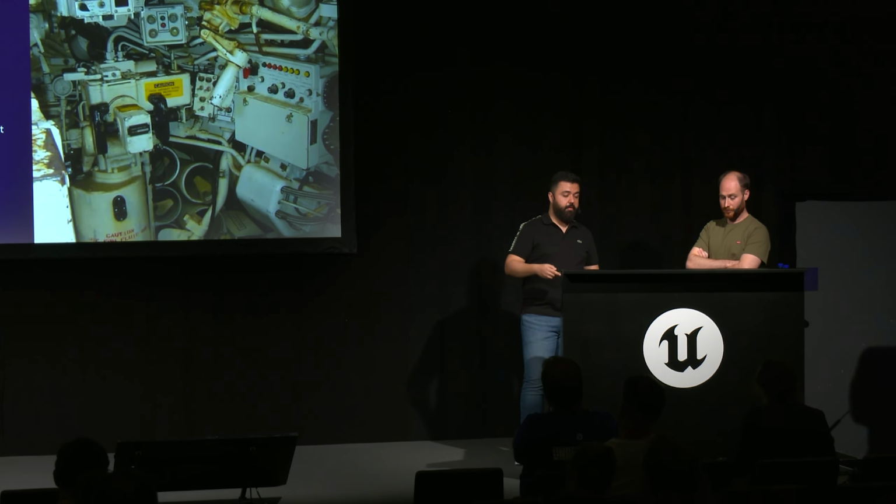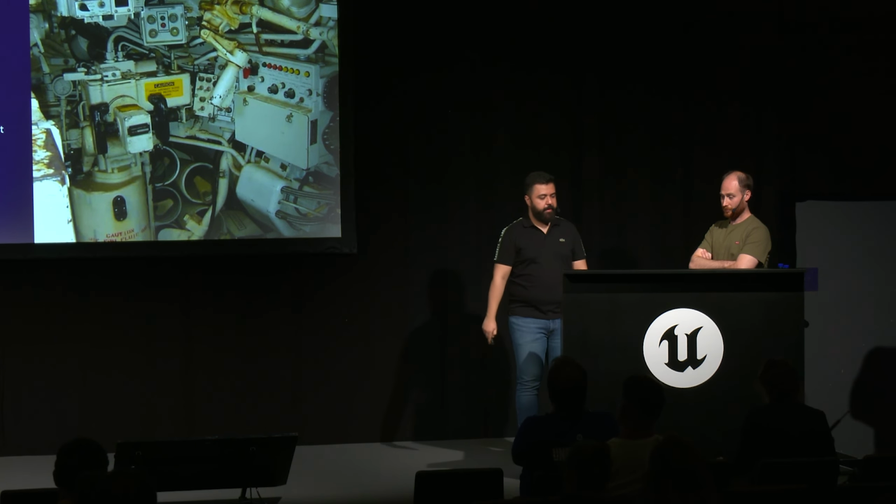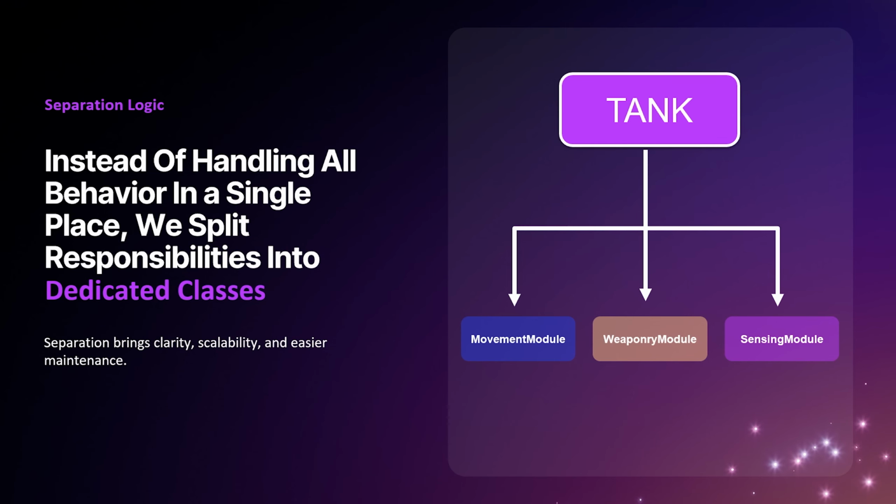And now let's inspect what kind of data structure and implementation we have. Instead of putting everything in one big class, we separate the responsibilities into modules like movement module, weaponry module, and sensing module. This makes the code cleaner, easier to change, and easier to add new features later on.